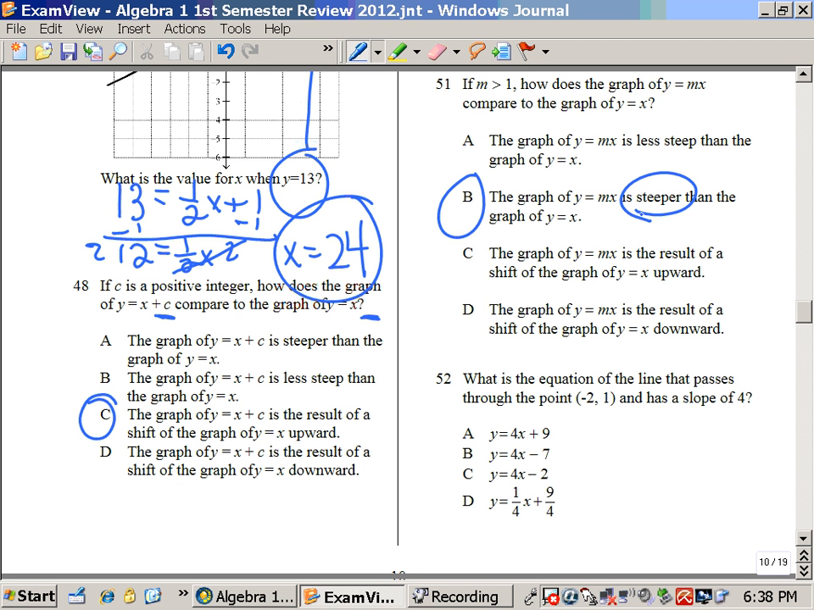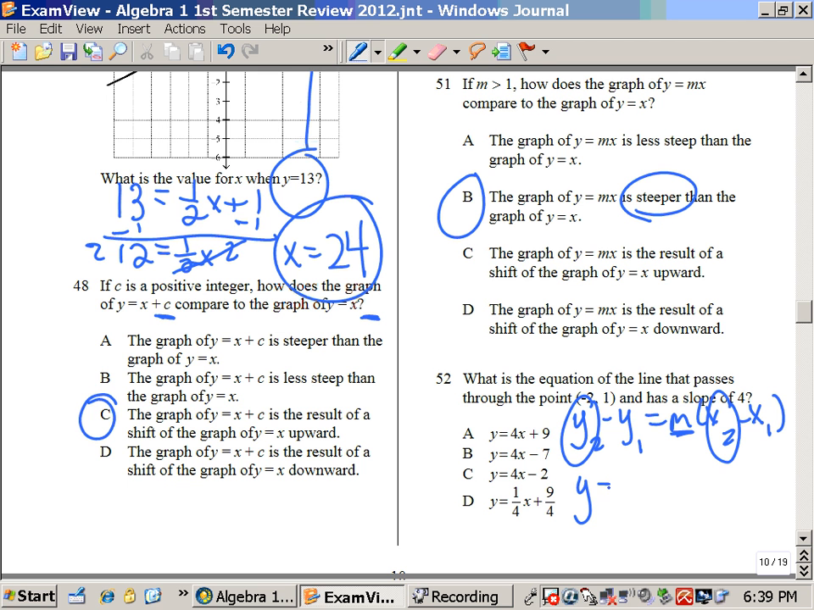Number 52, we have to find the equation of the line. Now, this is going to take some work. Make sure you remember the formula. It's y2 minus y1 equals m times x2 minus x sub 1. So remember, this y and this x stay the same. You've got to plug in your slope.